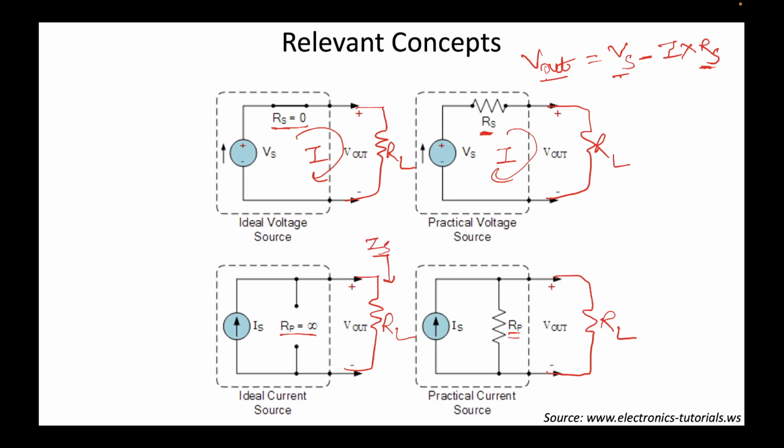However, in case of a practical current source, some current I will flow in the internal shunt resistance, and the load resistor will only see a current of Is minus I. Note that I have applied Kirchhoff's current law at the highlighted node. Here we can say that in case of a practical current source, some current is dropped inside the practical current source itself rather than being delivered to the load resistor.